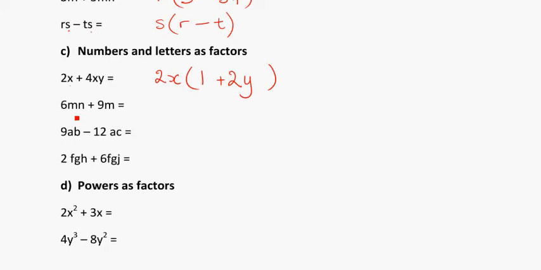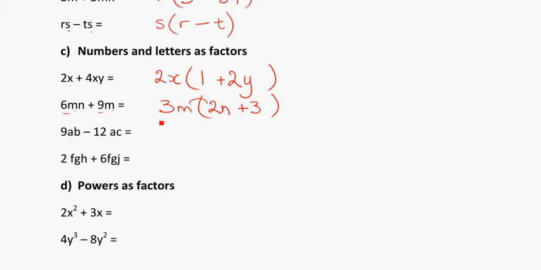Okay, next one. 6 and a 9. Highest common factor is a 3. And an m is in both of them, so I can factor that out as well. Put your brackets in. What do you multiply 3 by to get 6? I need a 2. I've already got an m there, and so I need an n. And double check. 3 2s are 6mn. Yes, when you multiply it. Plus 3 times what equals 9? I need a 3. And that's all I need, because 3m times 3 is 9m. Check.